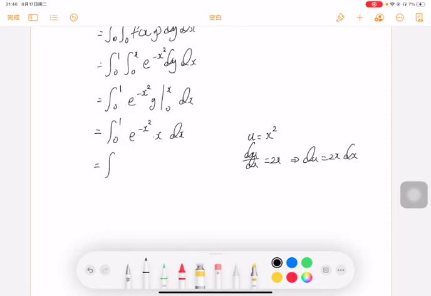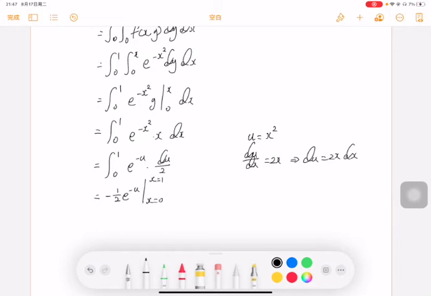The integral is from 0 to 1, and then this becomes e to the minus u times, since du is 2x dx, then x times dx is du over 2. So we get 1/2 of e to the minus u. Now the antiderivative of that is minus 1/2 of e to the minus u, evaluated from x equals 0 to x equals 1.